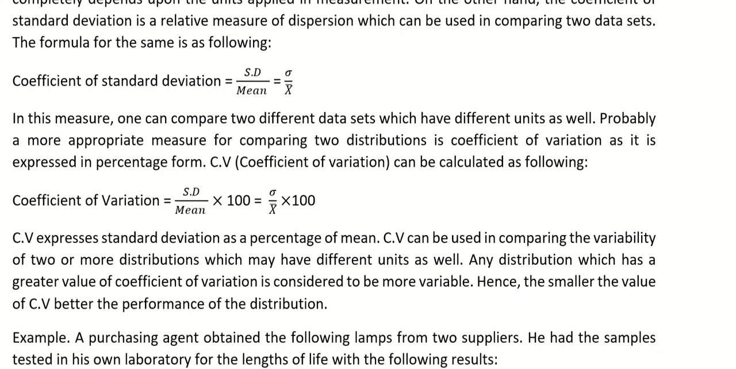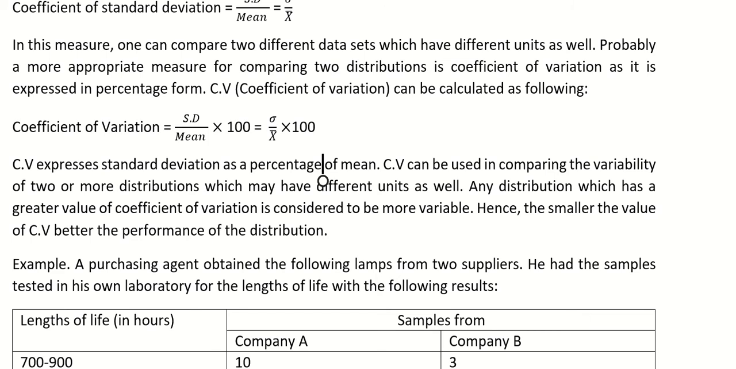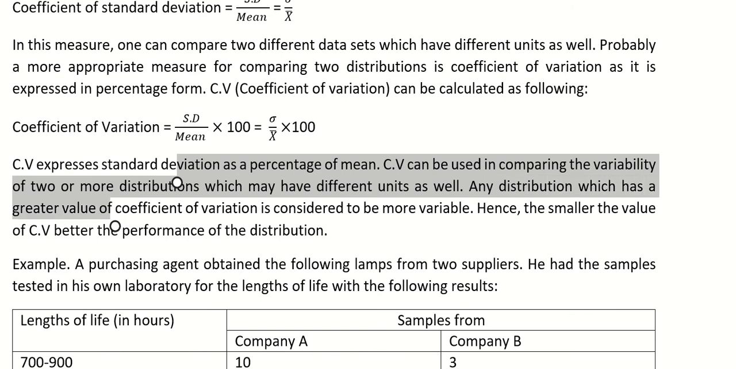So here, coefficient of variation expresses the standard deviation in percentage form, and CV can be used in comparing variability of two or more distributions which may have different units as well. It doesn't matter what unit is there, you can compare any data set here, and any distribution which has a greater value of coefficient of variation is considered to be more variable. So the larger the value of CV, the more volatile the data is.